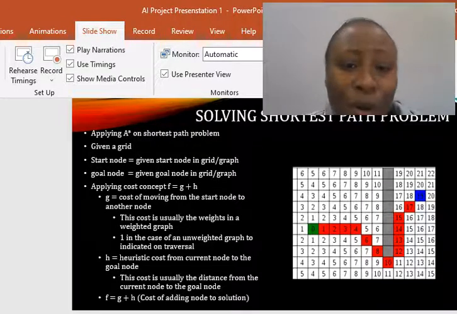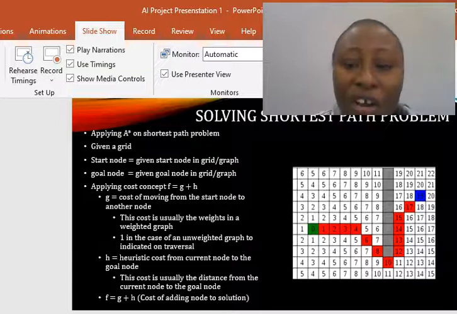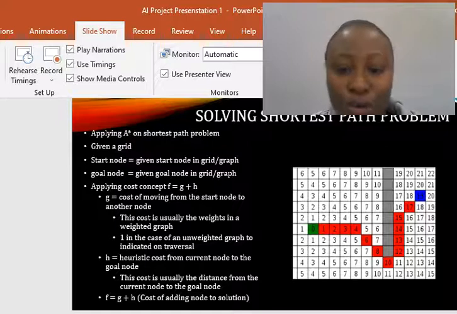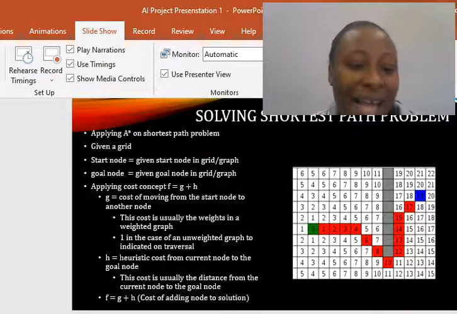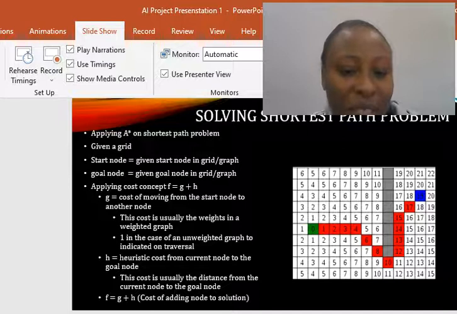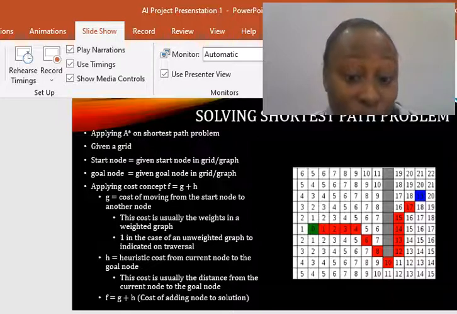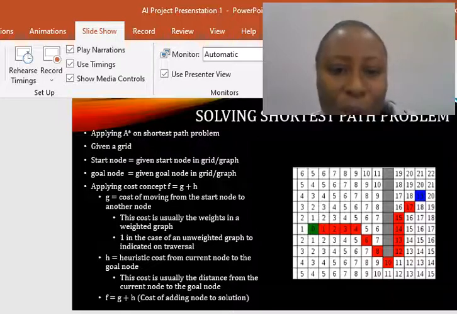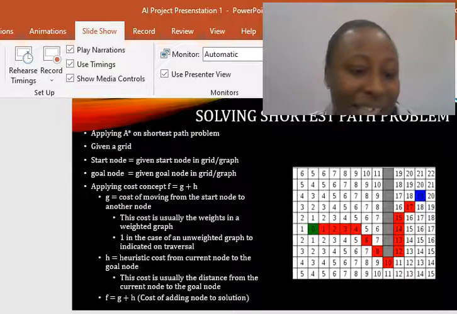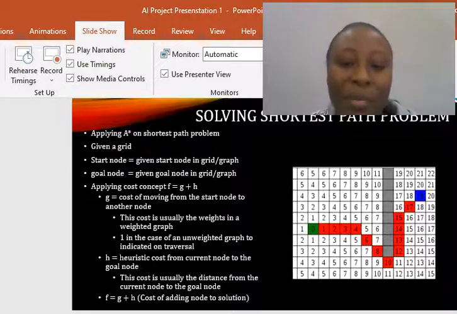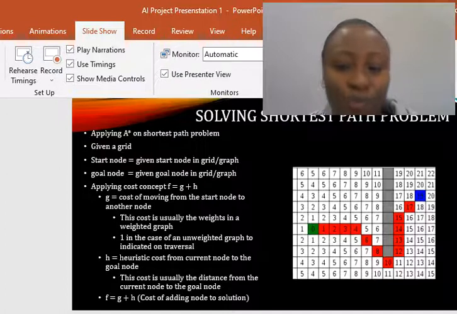So now applying this A-star algorithm in solving the shortest path problem can be done in the following ways. Given a grid of nodes, and this can be weighted or unweighted, if we are able to define a start position or a start node as well as a goal node, then we would be able to apply the A-star algorithm into finding the shortest path between the start node and the goal node. By applying the concept where F is equal to G + H, we'll be able to find an optimal path. If our grid is supposed to represent a weighted graph, then each value of the grid will represent a weight, which can be interpreted as the cost of moving to that node.